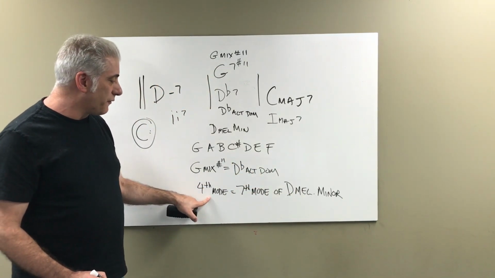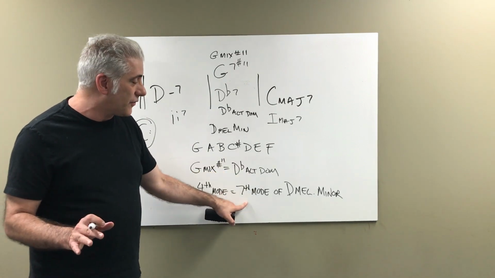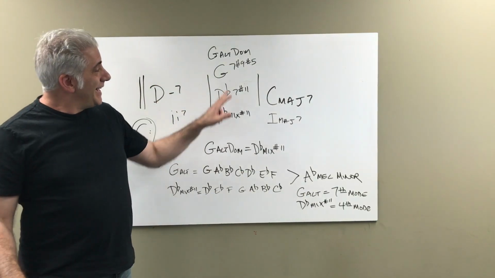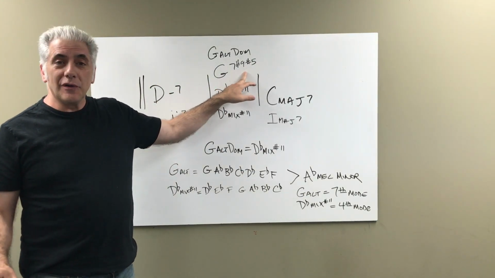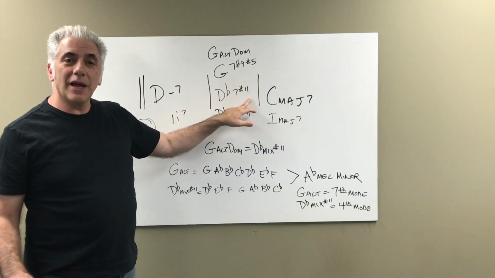G mixed sharp 11 is the 4th mode. D flat altered dominant is actually C sharp altered dominant, and it's the 7th mode of D melodic minor. Okay, here's the other option. If the 5 chord is altered and you use a tritone sub, you play D flat mixed sharp 11, okay?